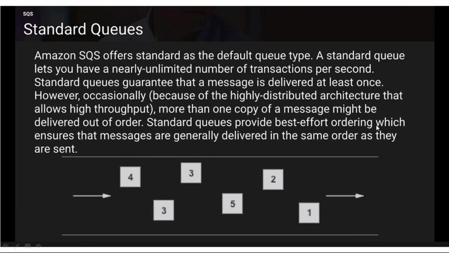The standard queue provides best effort ordering, which ensures that messages are generally delivered in the same order as they are sent. It tries to see that they are put across in the same order, but it doesn't guarantee it. So there may be a chance that message number 5 gets processed first and then the others.